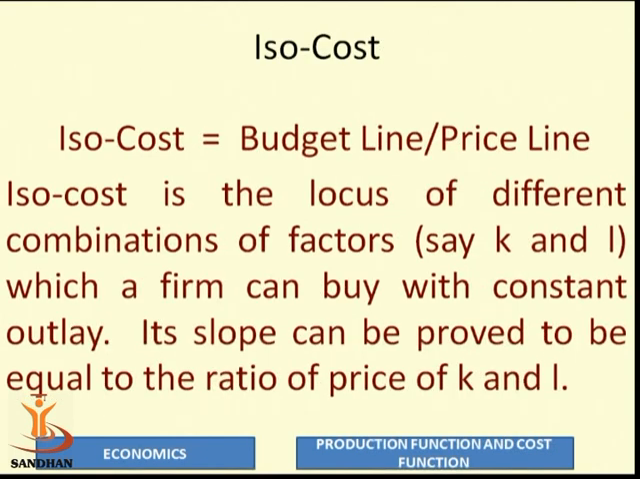Now iso-cost, we also need a budget. We can't freely produce. So there is an expense. That is shown by the budget line, or we can also call it the price line. So iso-cost is the locus of different combinations of two factors, say capital and labor, which a firm can buy with a constant outlay, a given amount. So naturally, its slope can be proved to be equal to the ratio of the prices of the two factor inputs, one being capital, another labor.